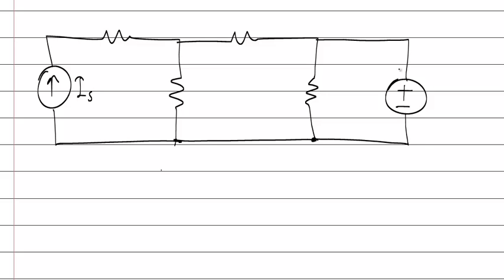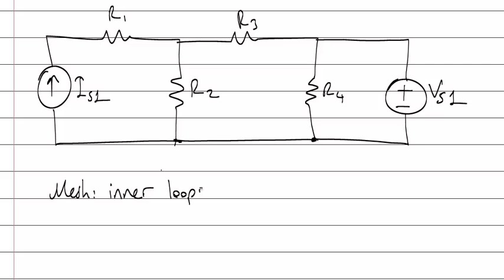The value is I source 1, the value is V source 1, R1, R2, R3, R4. Okay. Remember what's a mesh? Remember mesh? Inner loops. So how many meshes are there in this circuit?